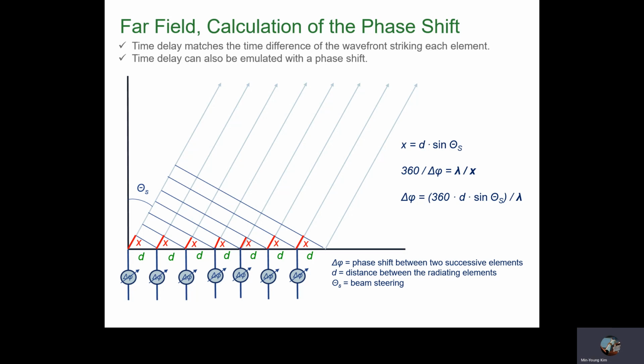In far-field modeling, the time delay matches the time difference of the wavefront striking each element. Time delay can also be emulated with a phase shift. In summary, each antenna element's signal phase shift makes the beam move.